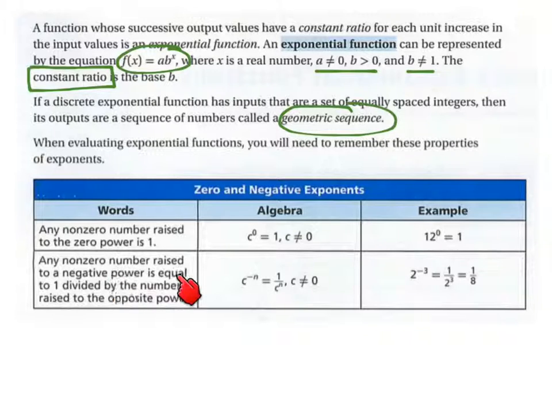Any non-zero number raised to a negative power, this is what trips people up, is equal to 1 divided by the number raised to the opposite power. So when we had c to the power of negative n, we just turned it into its reciprocal, 1 over c to the power of n. Again, as long as c isn't 0. So for example, 2 to the power of negative 3, we just make this its reciprocal. That's equal to 1 over 2 to the power of 3, which equals 1/8.